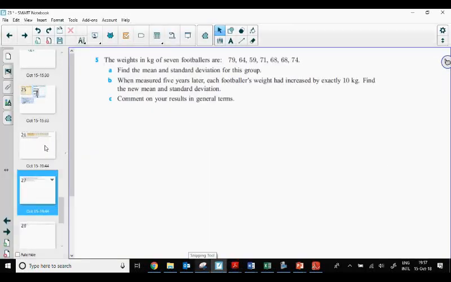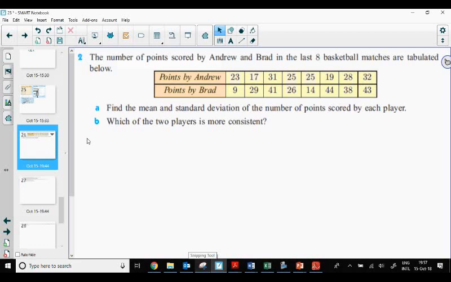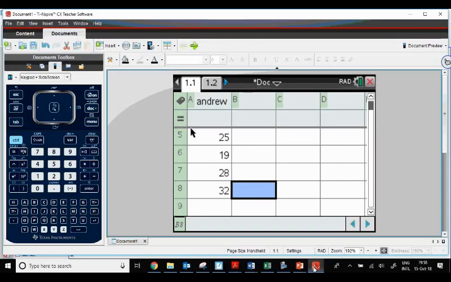All right, let's do some. Whoops, that's not the one we're doing yet. So here, we have Andrew and Brad. They're playing basketball. I've got the number of points they both scored in the last 8 matches. I'm not going to do this entire problem, but let's just look at Andrew. I'm going to calculate the mean and the standard deviation for Andrew right now. Not by hand, I'm going to use a calculator. Here's how to do it.